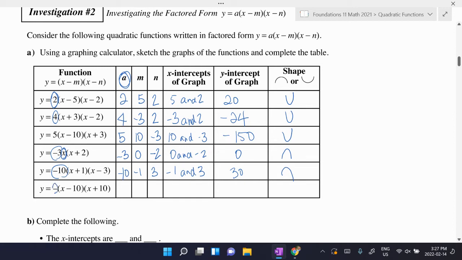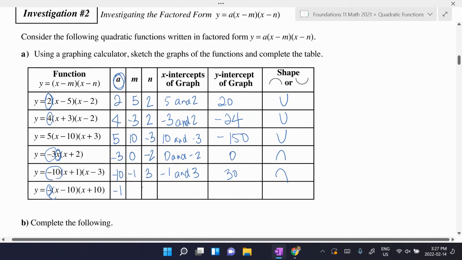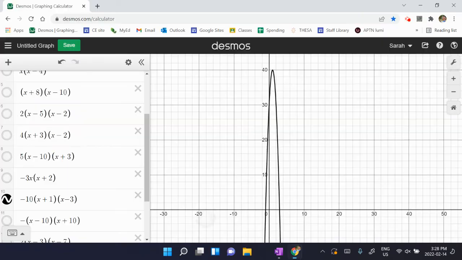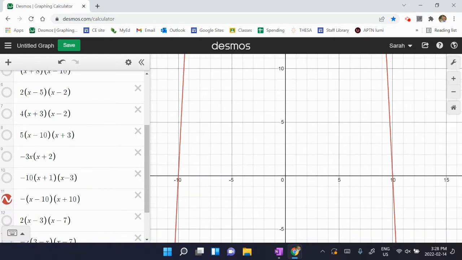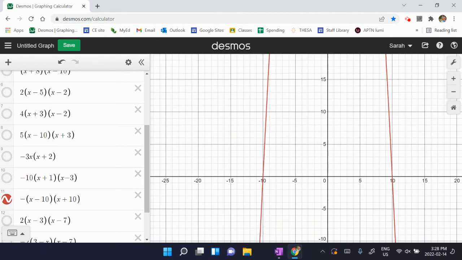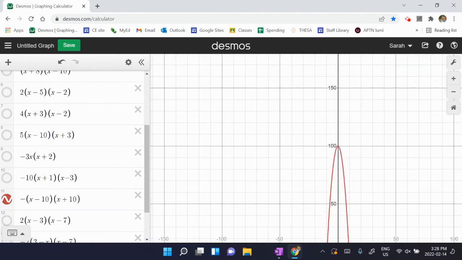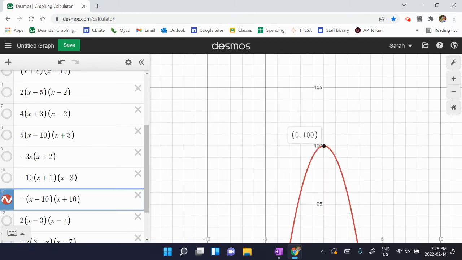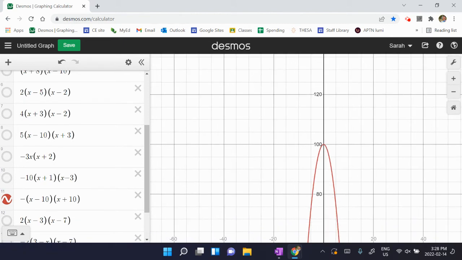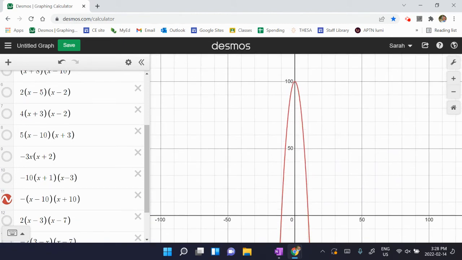Okay, so let's look at this one. In this case, if it's just a negative, then it's the same as negative 1 because it's all being multiplied together. Okay, and this one is going to be 10, and this one's going to be minus 10. So we have negative 10 and 10 as our x-intercepts. Our y-intercept is 100. And it's opening down.